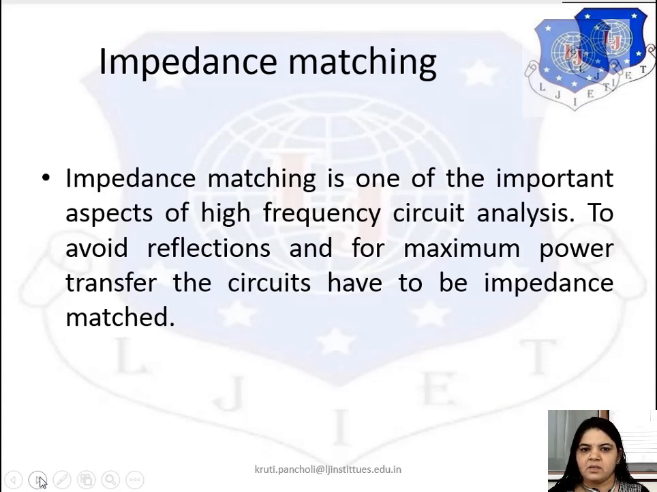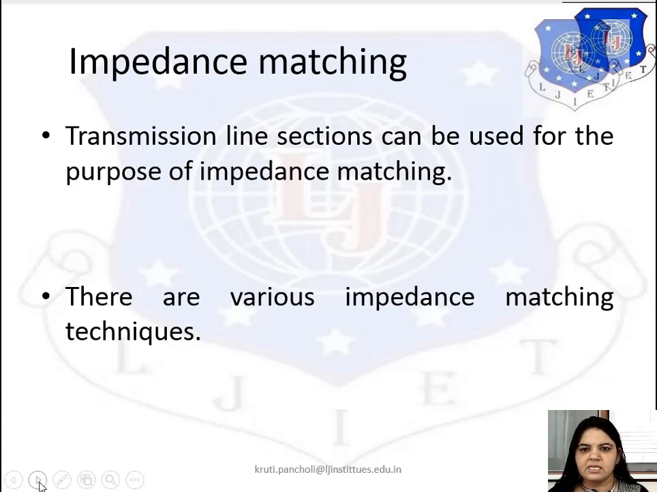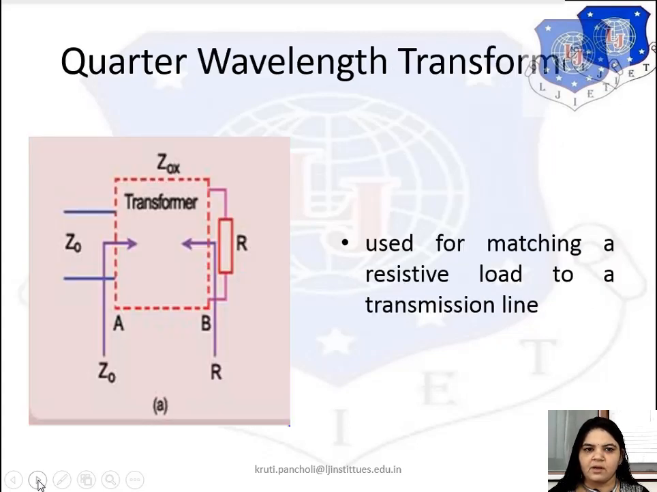Impedance matching is one of the important aspects of high frequency circuit analysis, to avoid reflections and for maximum power transfer from the source to the load. Transmission line sections can be used for the purpose of impedance matching. There are various methods for matching the impedance. One of them is the use of a quarter wavelength transformer.